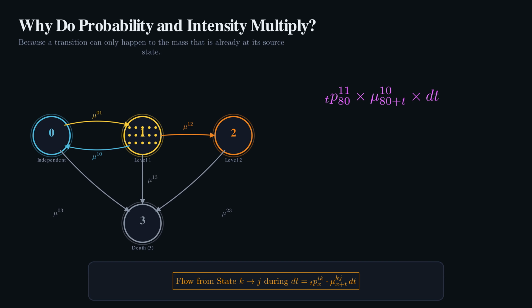A transition can only happen to the mass already at its source. Mass entering state 0 in dt is tp81,1 times mu 80 plus t 10 times dt. In general, flow from k to j during dt is the mass in k times the intensity from k to j times dt.